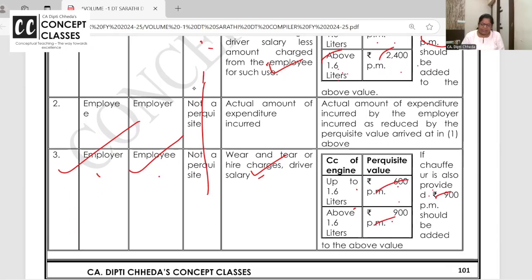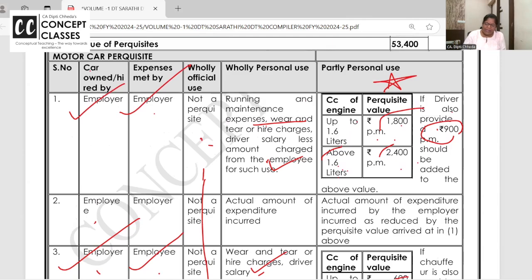600 and 900, driver 900. Now, car is the employee's and expenses by the employer. So why will the employer's expense all be there, because it's partly used here and there, no?